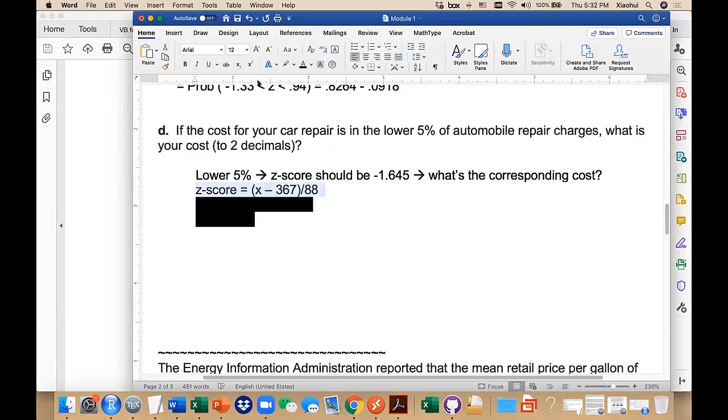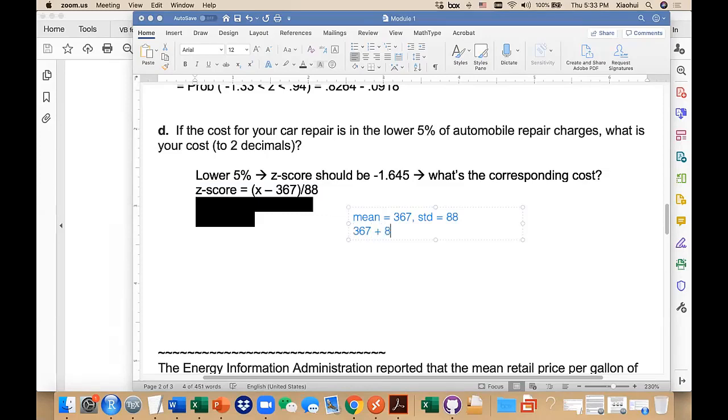Okay, so let's go back to the question I was talking about. We figured out the corresponding z-score is negative 1.645. How would you convert it to actual cost? What you can do is go with the definition of a z-score. If the z-score is 1, that means you are 1 standard deviation above the mean. We know that the mean is 367, and we also know that the standard deviation is 88. If it's 1 standard deviation above the mean, you're just going to use 367 plus 88 times 1.